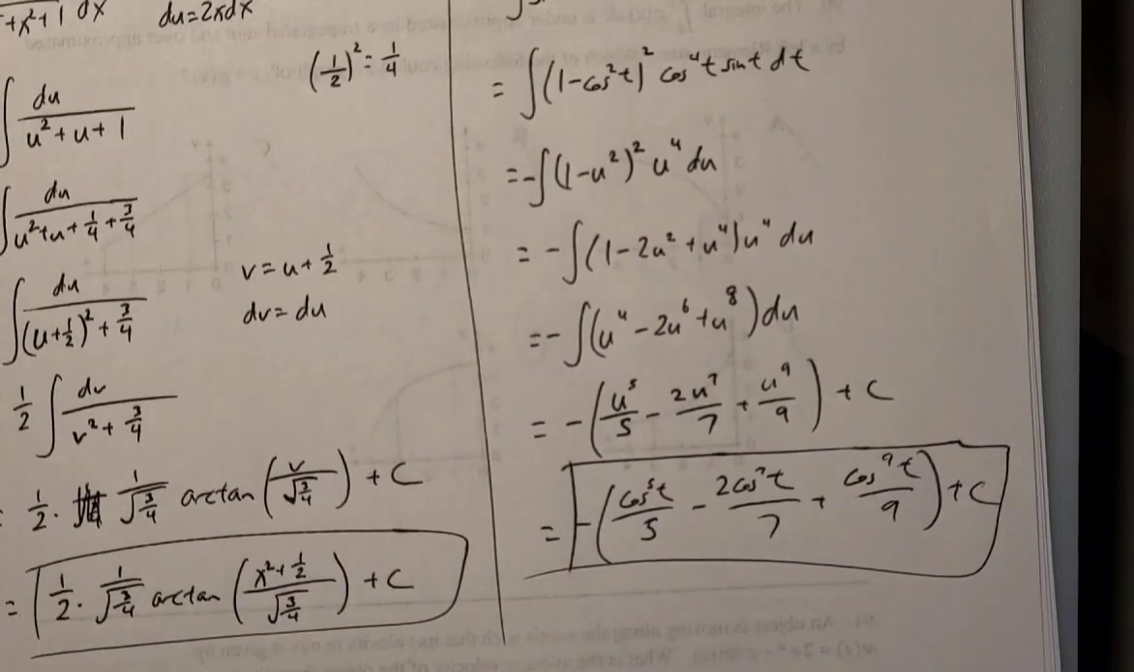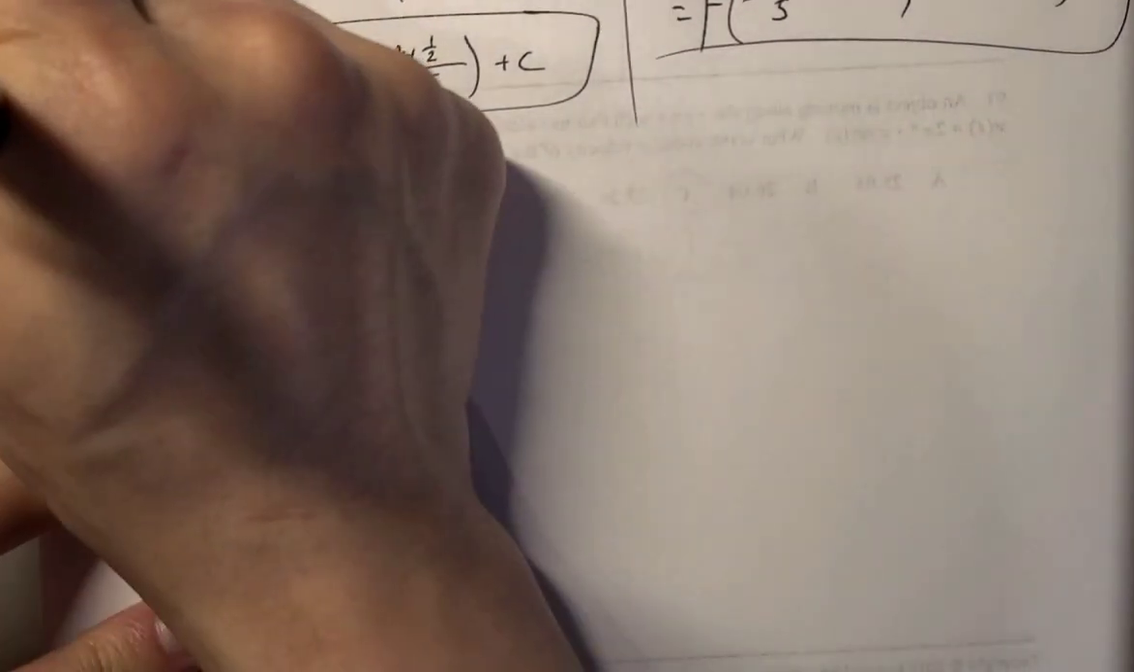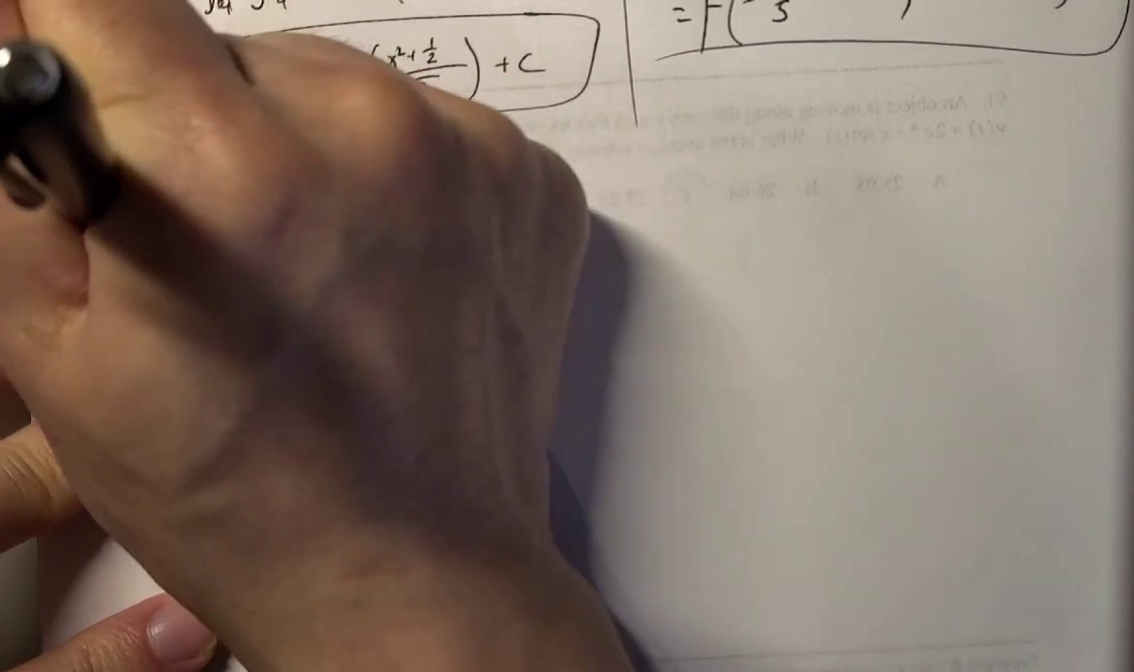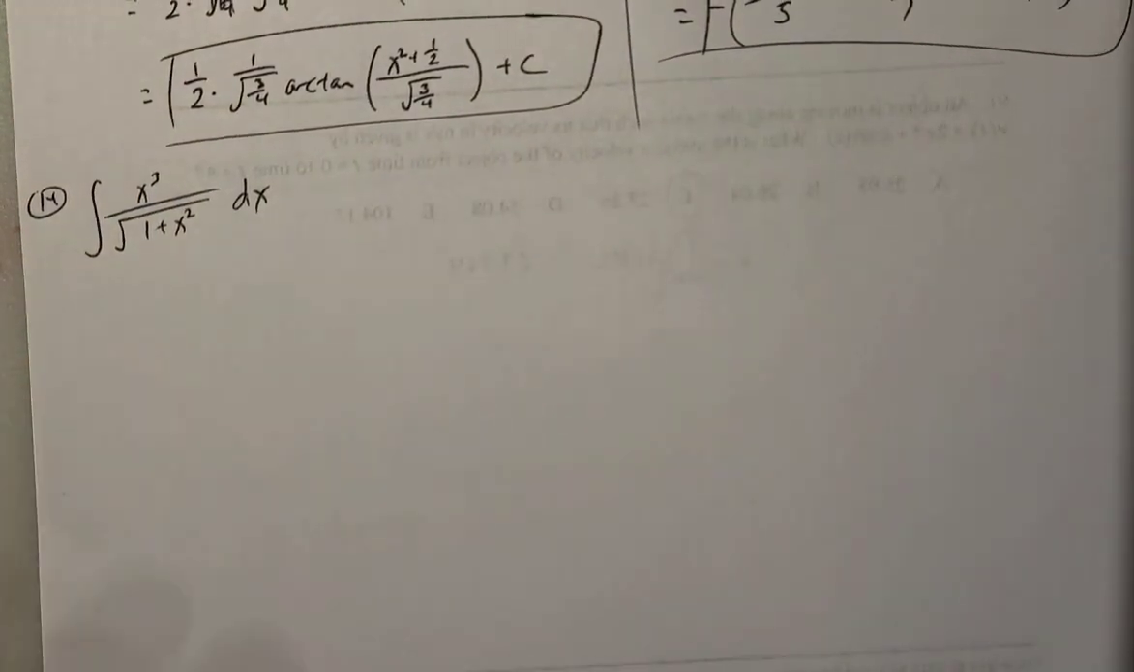Okay, let's move on to 14. We have integral of x cubed over square root of 1 plus x squared dx. How can we solve this?